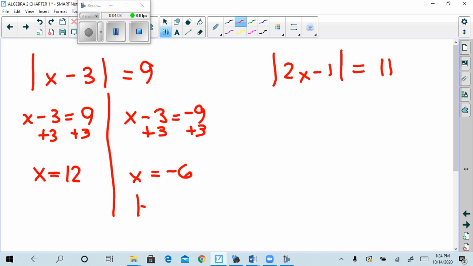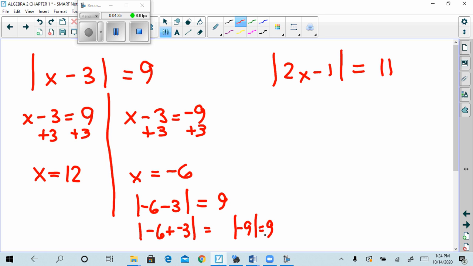Negative 6 minus 3. Does that equal 9? Well, subtraction says to add the opposite. And negative 6 plus negative 3 equals a negative 9, and the absolute value of negative 9 is 9. It works. The same is true with a two-step.